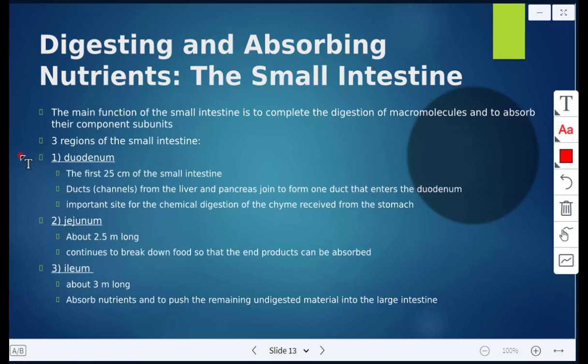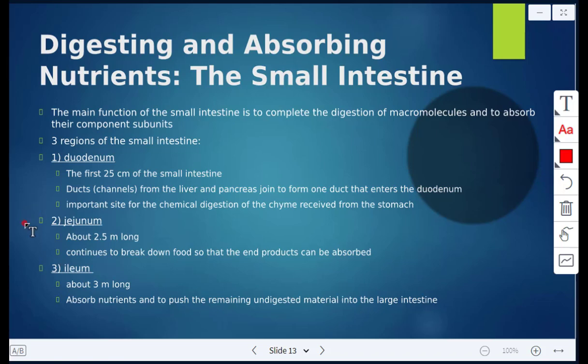The first part, the duodenum, is the first 25 centimeters of the small intestine, and there are ducts or channels from the liver and pancreas that join with this part of the small intestine to form one duct that enters the duodenum. This is an important site for the chemical digestion of the chyme, which was received from the stomach.